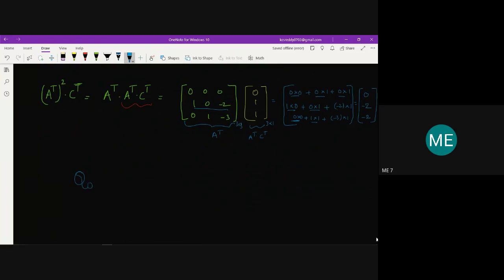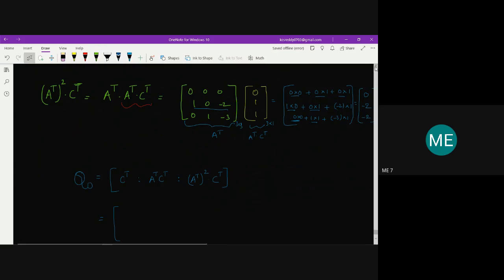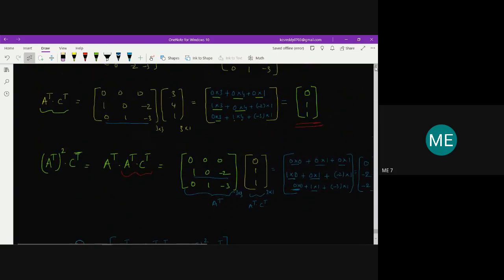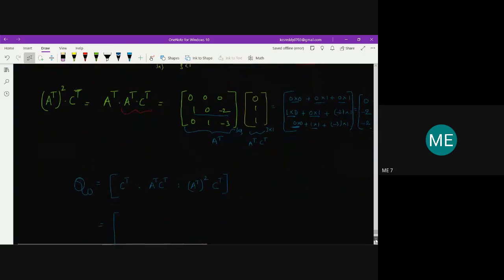So Q naught is equal to, we know that, first column C transpose, then second column is A transpose C transpose, third column is A transpose whole square into C transpose. Okay, so now each column is going to be filled here. So what is the C transpose matrix? From here we can get to know that the C transpose matrix is 3, 4, 1.